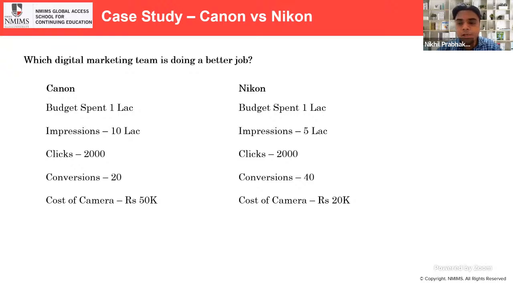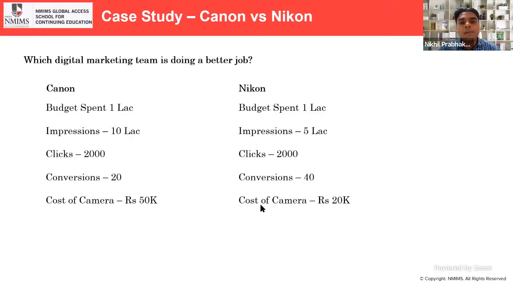Okay, Sachin is saying probably Nikon is doing a better job, and might be because they are having a better conversion. Okay, so let's think it from the business perspective. See, as a businessman, what you will look at is how much money I'm investing and how much I'm getting back. So in case of Canon, you gave the team 1 lakh rupees. They came back to you with 20 multiplied by 50,000, which is 10 lakh rupees. Okay, so in 1 lakh, you got a return of 10 lakh. In Nikon, you spend 1 lakh and you got 8 lakhs back.